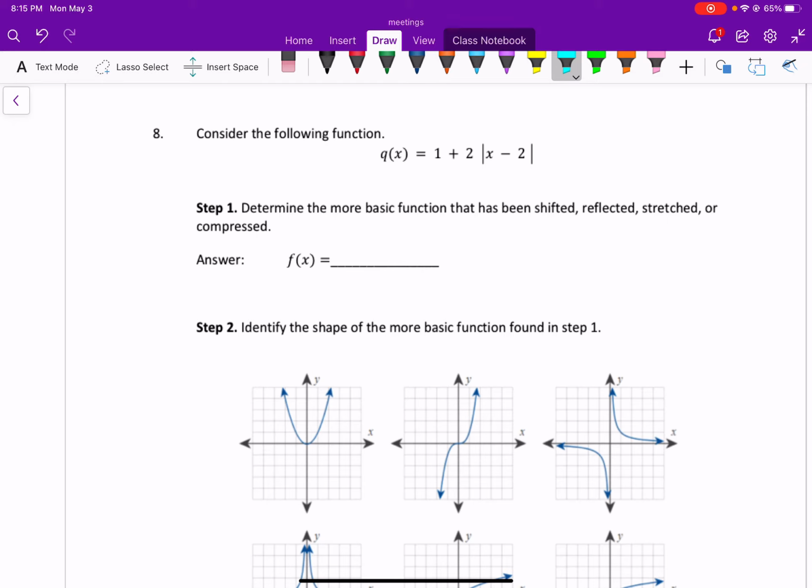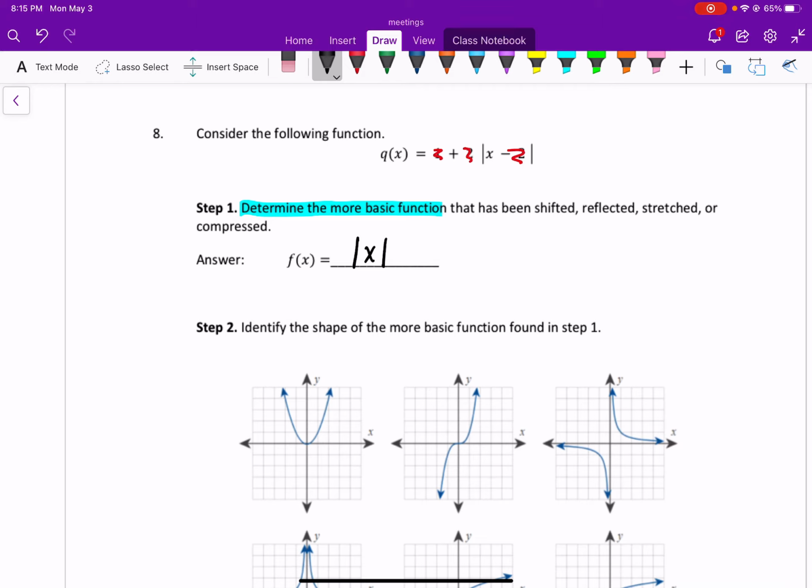Second question, pretty much the same as the first. Again, we want to determine the most basic function. So we're going to come in here and get rid of anything added, subtracted, or multiplied onto our x. That means we're going to get rid of the 1, the 2, and the -2. So the only thing left is those straight lines down. Remember, those are the absolute value sign.